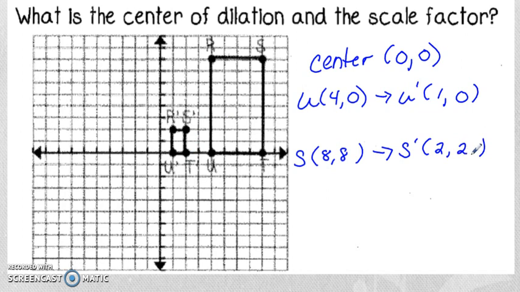We want to try to find a rule. How do I get from 4 to equal 1? And using the same rule, how do I get 8 to equal 2? Well, if I look, 4 to equal 1, if I divide 4 by 4, we get 1. Dividing by 4 is the same as multiplying by 1/4. 8 divided by 4 is 2, therefore our scale factor would be 1/4.